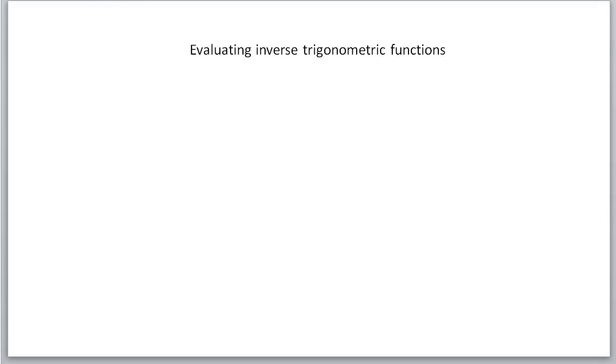In this video, we will learn how to evaluate inverse trigonometric functions. What's an inverse function? It's a function which is obtained by switching the input and output of a given function. So for example, you know that sine of pi over 6 is equal to 1 over 2.